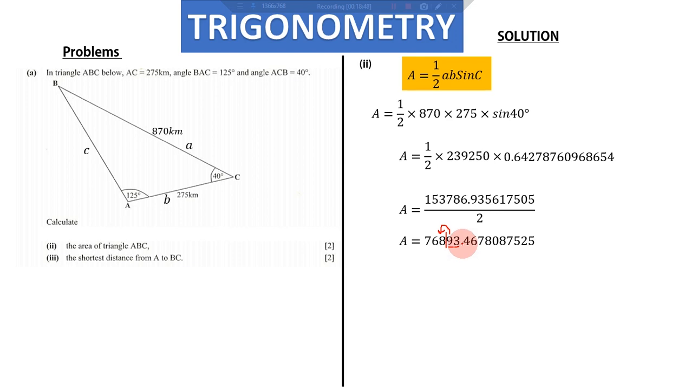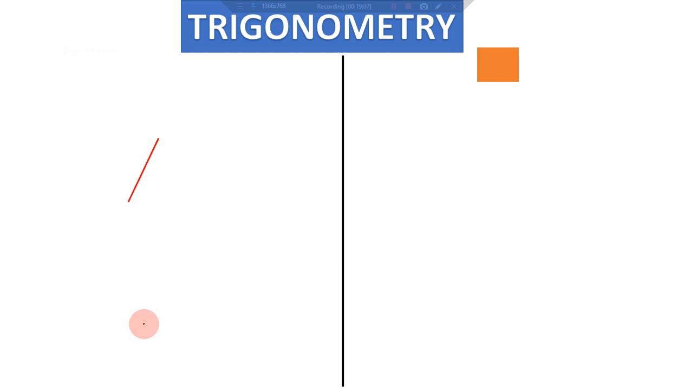It means we'll change the value of the number, so we'll turn them into zeros. Okay. So the final answer will be 76,900 square kilometers. Okay, that is the area of this triangle that you are seeing here. Okay, we proceed to the next question.